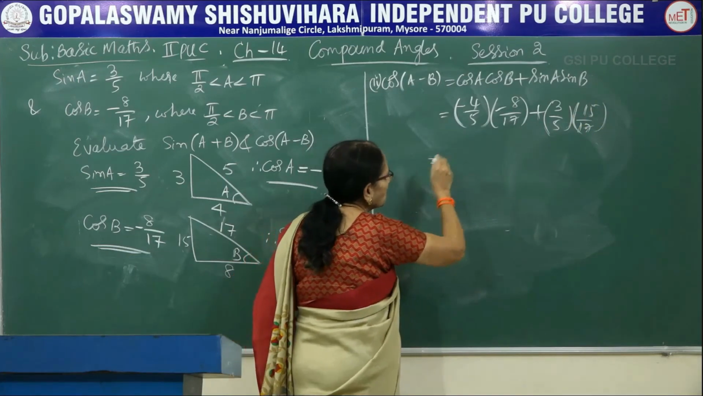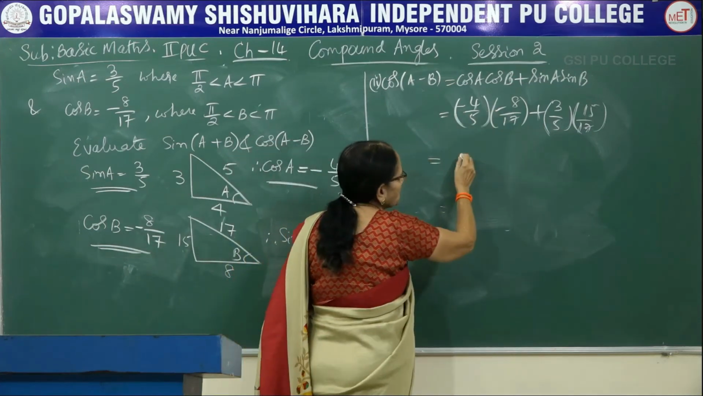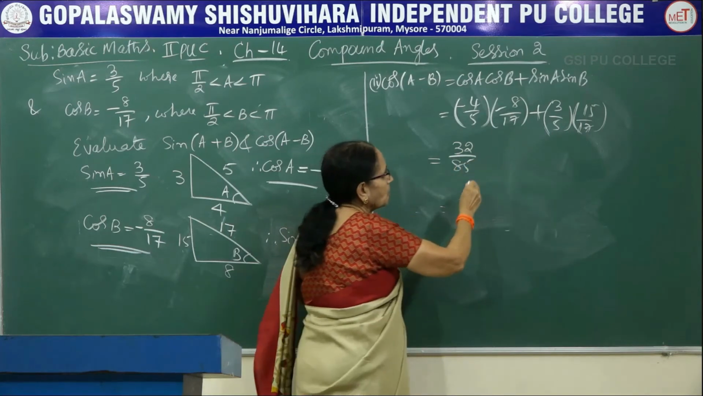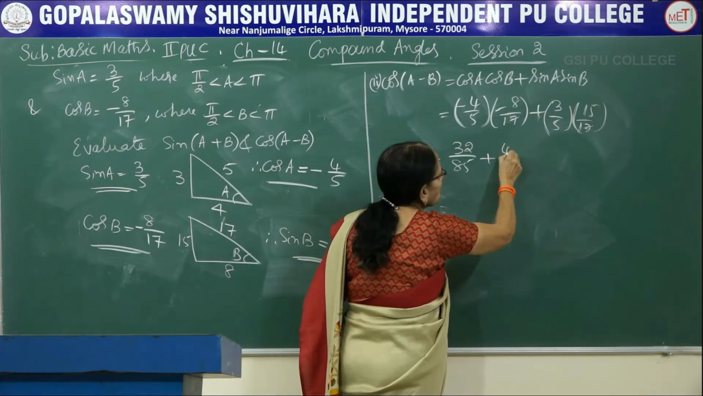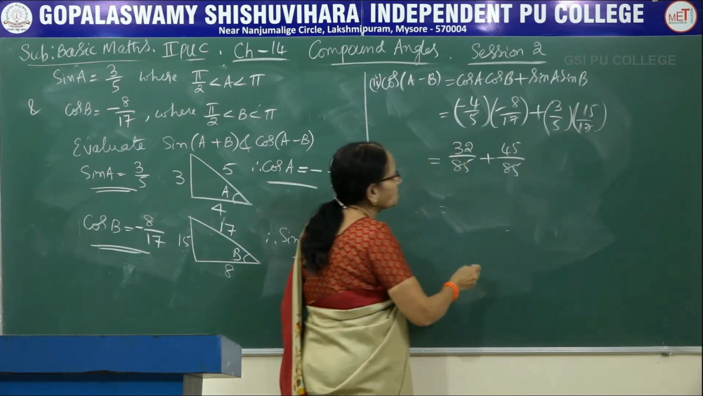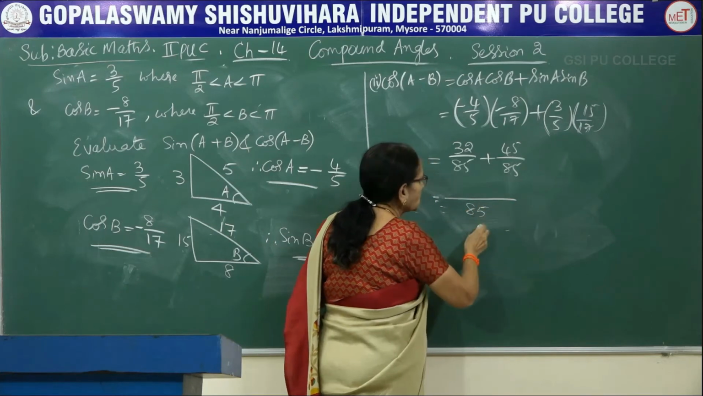So once the values are written, it's only the arithmetical calculation. Minus of minus, plus 32 divided by 85. 15 3s are 45 divided by 85. Here also don't do the cancellation. Now the LCM is 85.